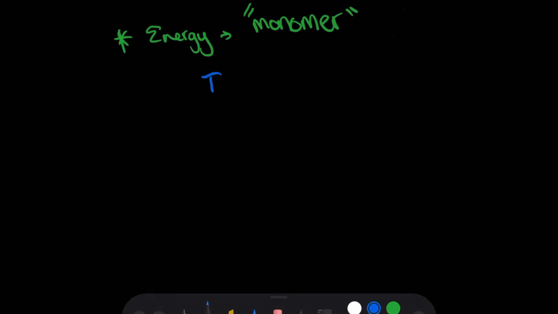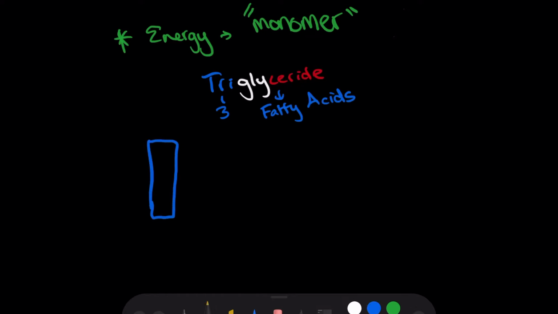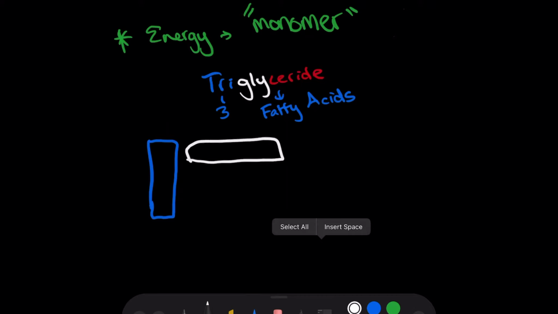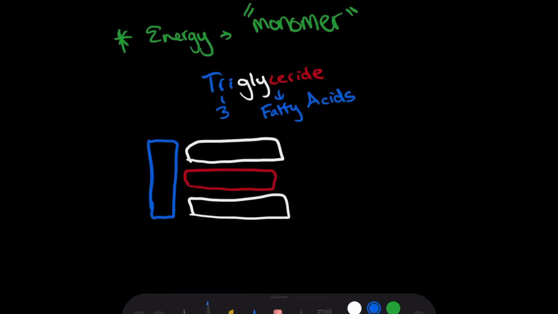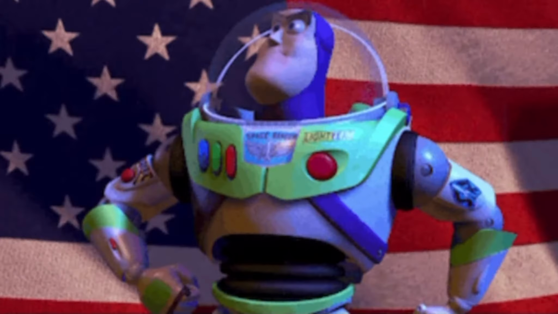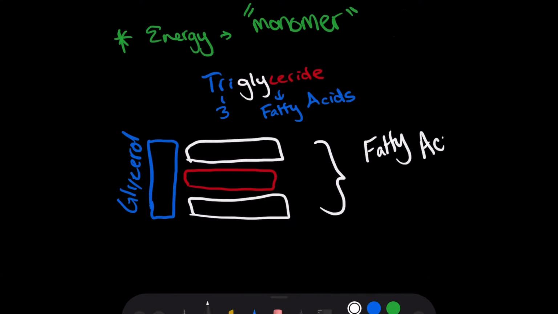Now, lipids are a little different. They're monomers. They only really have two. They have a triglyceride. I'm writing that in the US of A colors because tri means three. Glyceride refers to the number of fatty acids that it has. If I look at a triglyceride, it is made up of one glycerol, that's the blue, and three fatty acids. If you can remember what the US of A flag looks like, America herself, you can remember the triglyceride.